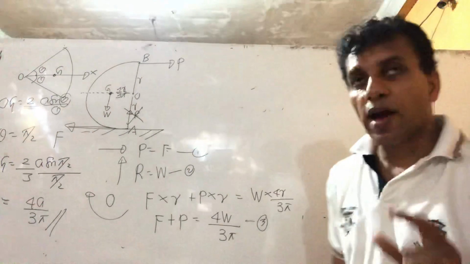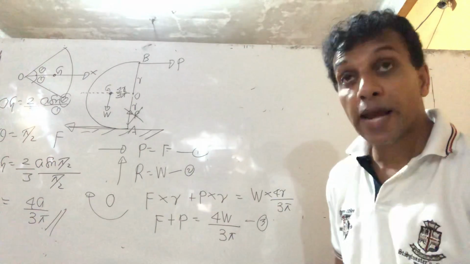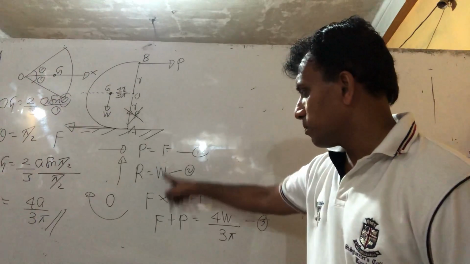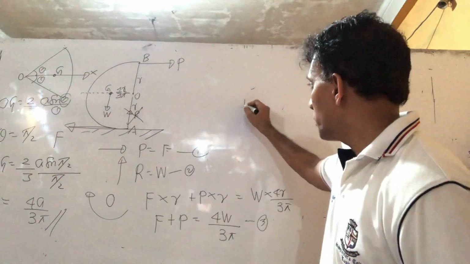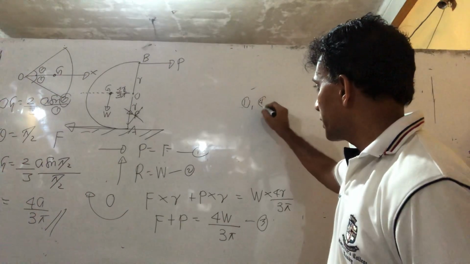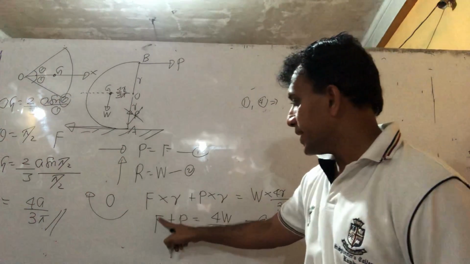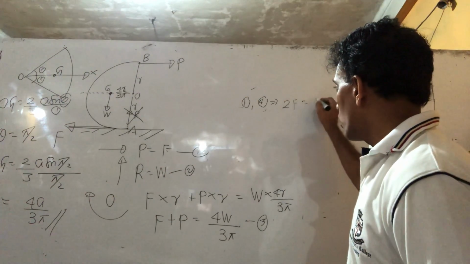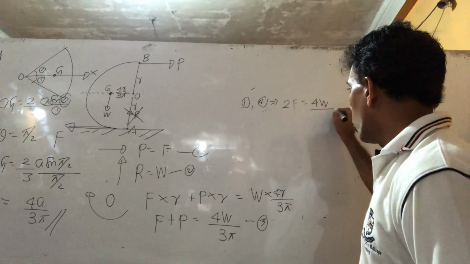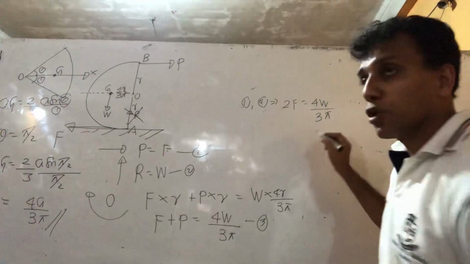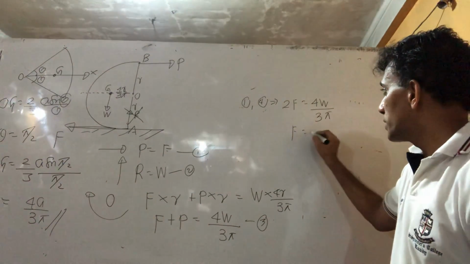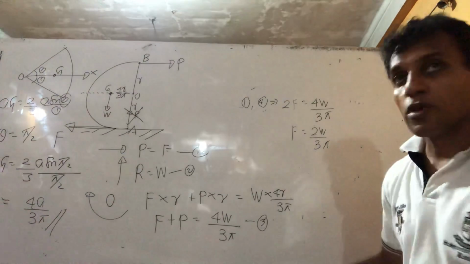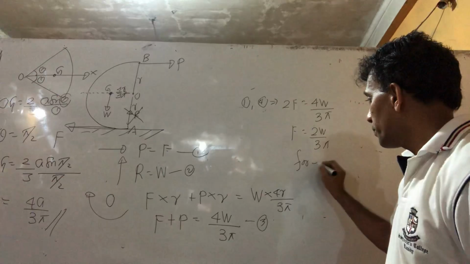Then if you know the F value and the R value, F over R is less than or equal to mu. So P equals F. Connect the 1 comma 4. This is F plus F, 2F equals 4W over 3 pi. Therefore F is 2W over 3 pi.